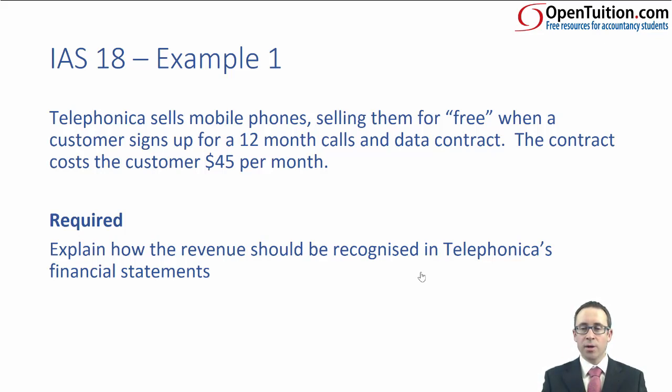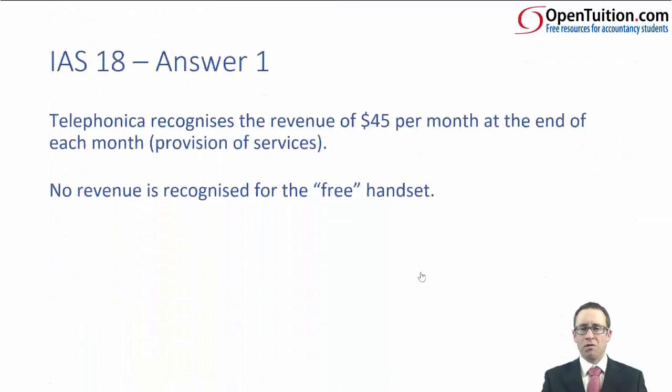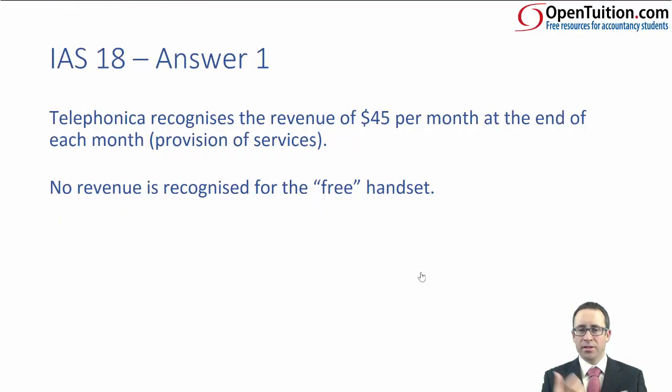So what we've got there is 12 months, $45 per month. How would we recognise it? And the goods as well. Well, the obvious one would be the revenue from the services is $45 per month at the end of each month. Let's not worry about rolling over any unused minutes or call data. And then the revenue for the handset, well, there's nothing recognised at all because it's essentially free. And that's what a lot of telephone companies have gone through and done in the past.